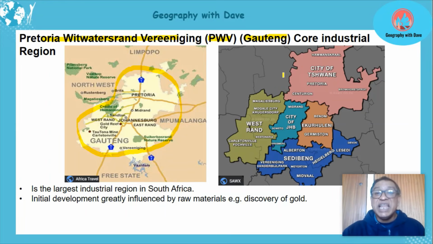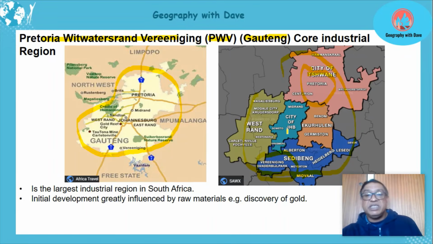I've given you another example here of the different areas. It covers, in terms of Gauteng itself, can you see Pretoria? And this is the whole Witwatersrand. There's Vereeniging, in terms of the areas itself. So we can see the area that it covers, the Gauteng.